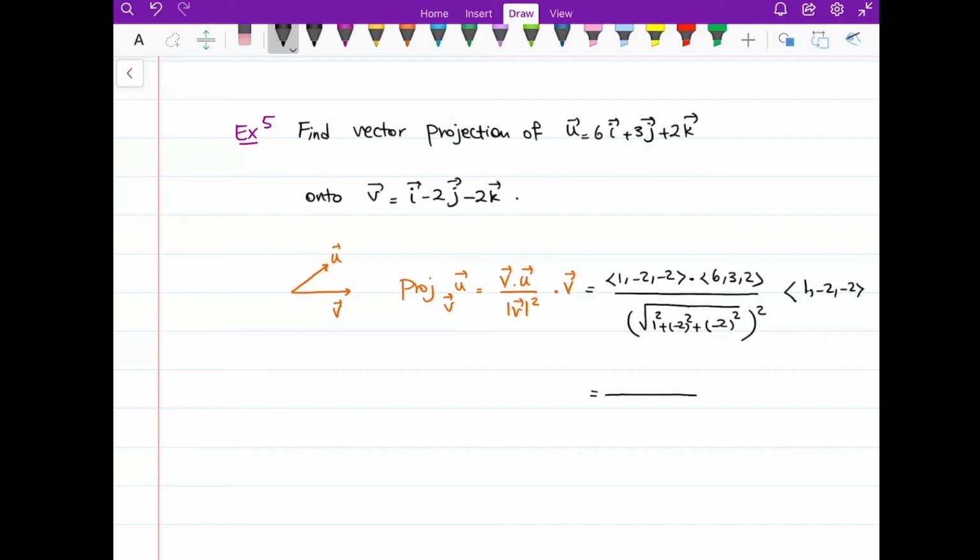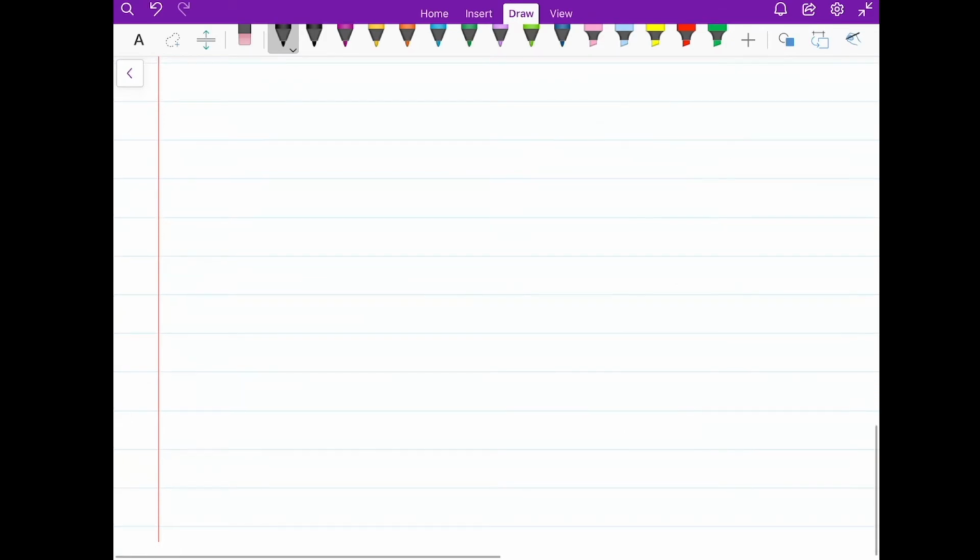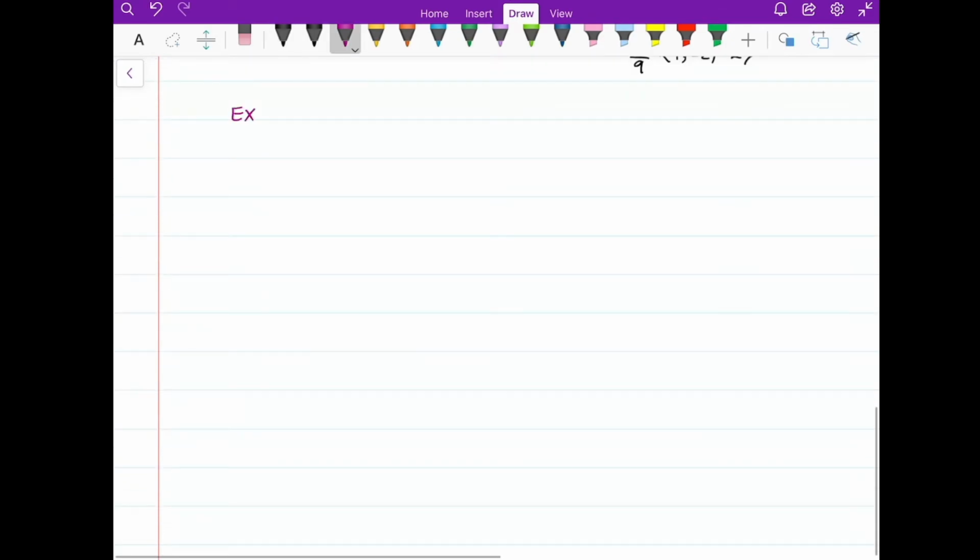So it would be 6 minus 4, and then this one would be 1 plus 4 plus 4. So it would be the square root of 9, squared, and then the vector 1, negative 2, and then negative 2. So I get negative 4 over 9 times the vector 1, negative 2, and then negative 2. Okay. Very good. And the last example would be example 6.